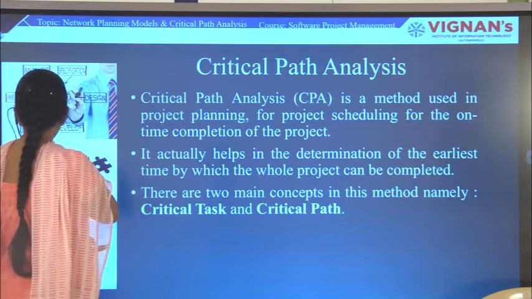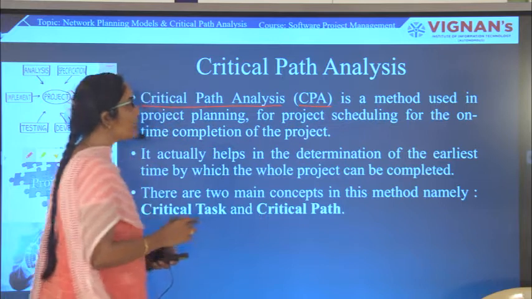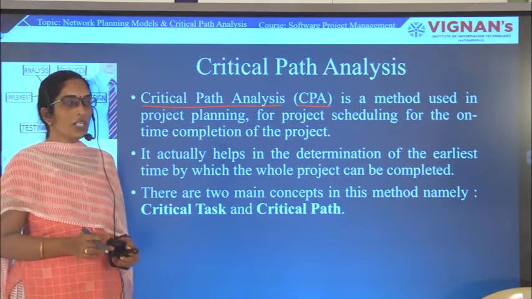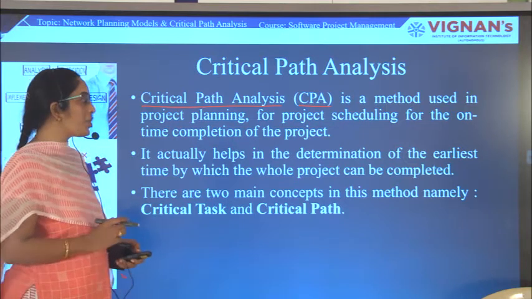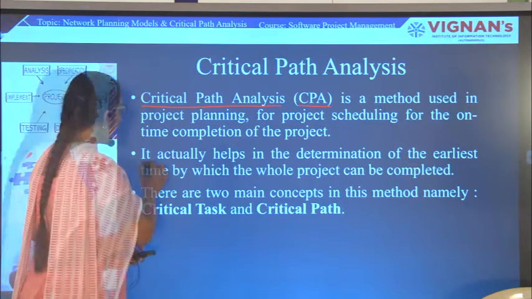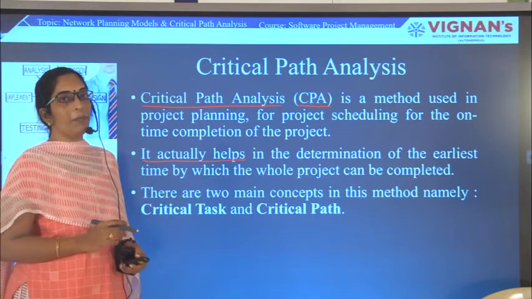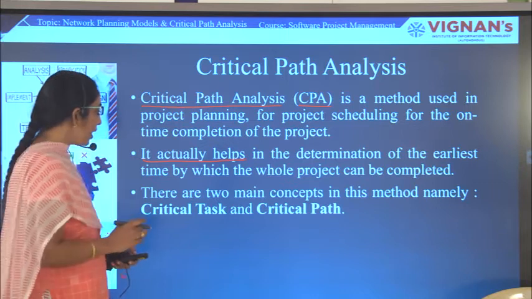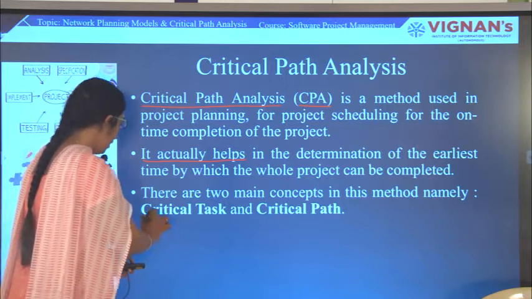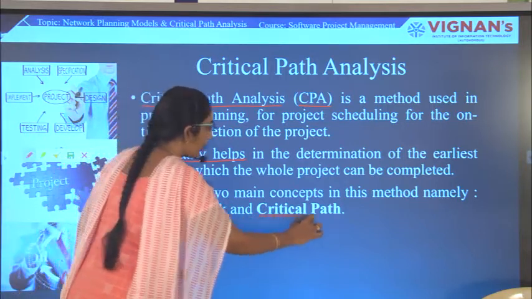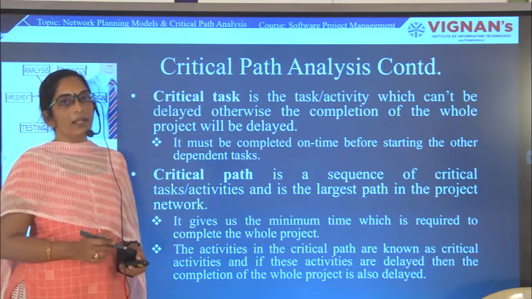So critical path analysis is also represented by CPA, and it is a method used in project planning and project scheduling for the on-time completion of the project. CPA also helps in the determination of the earliest completion time of a project. There are two main concepts in this method: critical task and critical path. Let us see the first one, that is critical task.